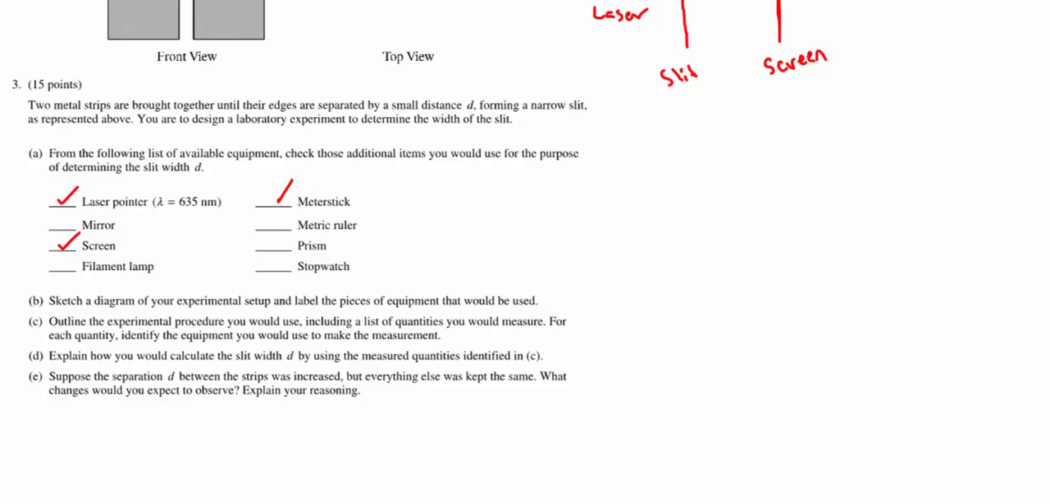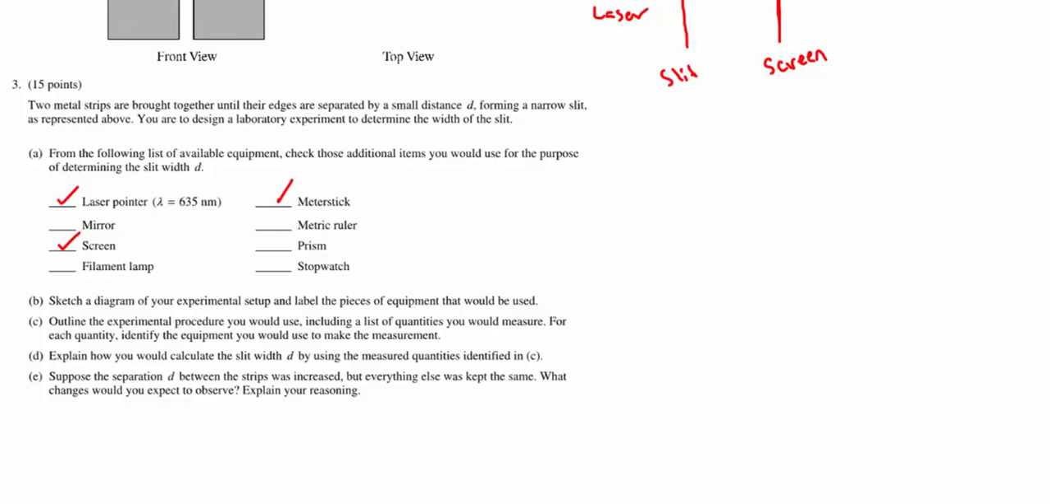You also need to indicate that you're going to use the meter stick or the ruler to measure the width on the screen for the central maximum. And you should also indicate that you know that there's going to be an interference pattern formed. You're looking for the width of that central maximum, which is basically the distance between the two dark spots.